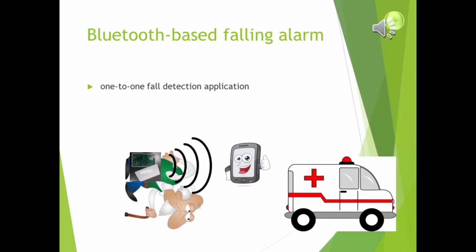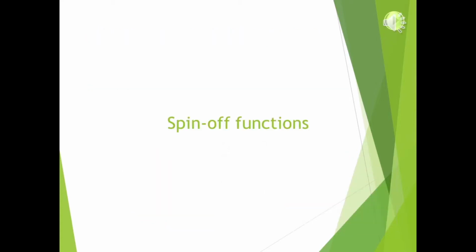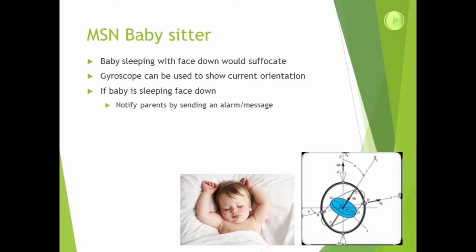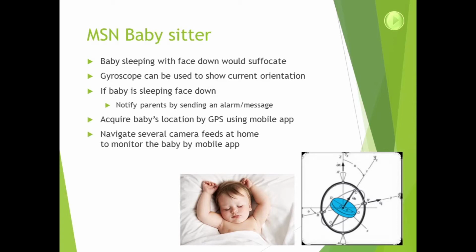So now let's talk about the spin-off functions. For babysitter, if the baby is sleeping face down, they could easily suffocate. By using the gyroscope, the baby's current orientation could be known. If the baby is sleeping face down, the device can notify parents by sending an alarm or a message. Then they can proceed to help their child. Parents can also acquire the baby's location and navigate several camera feeds at home to monitor the baby by mobile app. And finally, assess the baby's current motion like sleeping.